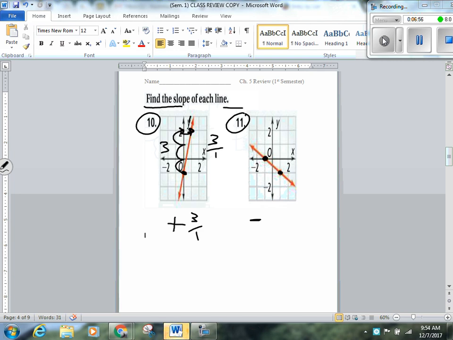So how do I get from this point to this point? I need to go down 1 over 2. If I went down 1, make sure you put the negative sign there, which means my final slope is negative 1 over 2. Any questions with that one?